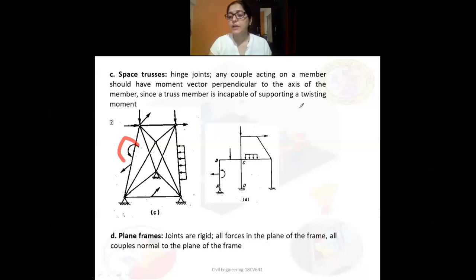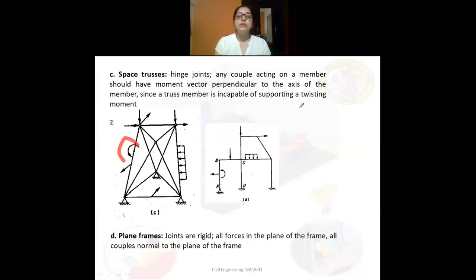As in the previous slide also I told you that it is capable of withstanding only axial forces, but in case a load is acting on a member, then bending moment and shear forces may be there. So that applies to space trusses also. If there is a couple acting on a member, not at the joint, then it should have a moment vector perpendicular to the axis of the member, as it is incapable of withstanding any twisting moment.